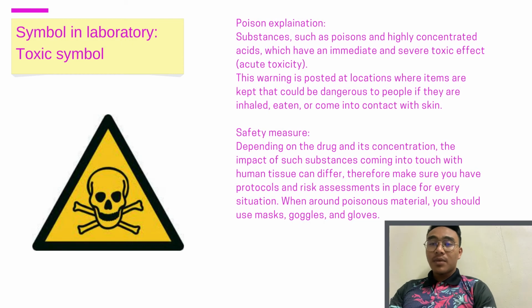The next part is the poison explanation in the lab. Substances such as poisons are highly concentrated acids which have an immediate and severe toxic effect, acute toxicity. This warning is posted at locations where items are kept that could be dangerous to people by inhaling, eating, or coming into contact with skin.